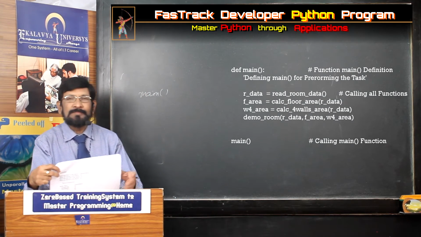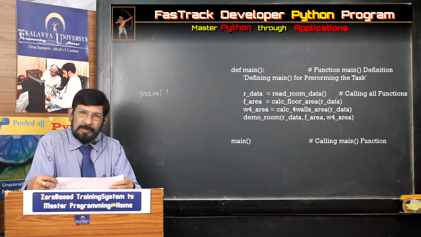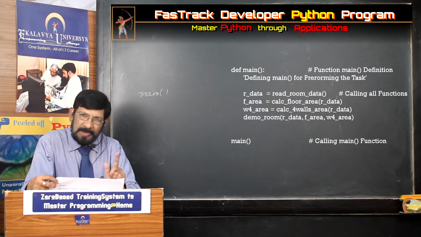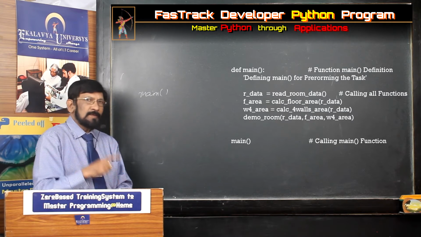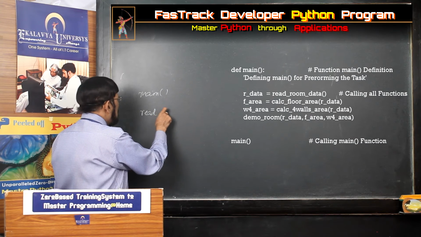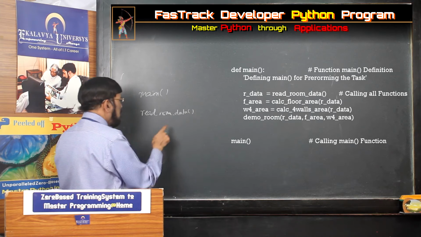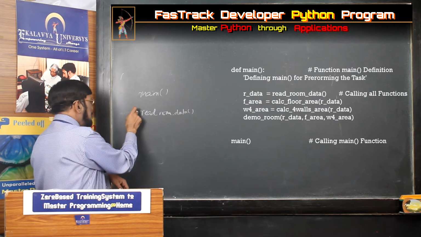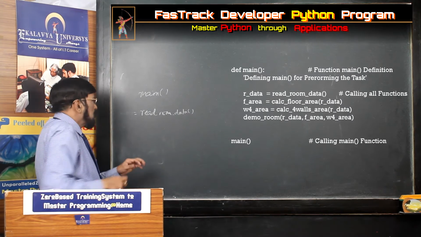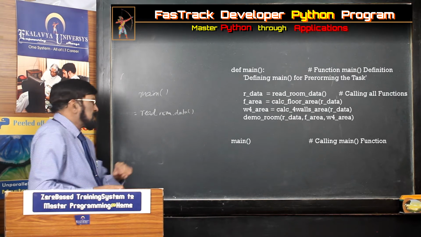Now, what is it doing? It is calling all the functions. What is the first function? A read room data function. It is calling. For that, no argument because it is empty. Thereafter, what type of function? Read room data function. Okay, this is called calling. Then it is returning. It is returning means you must store it. What is it returning? Room data structure it is returning.